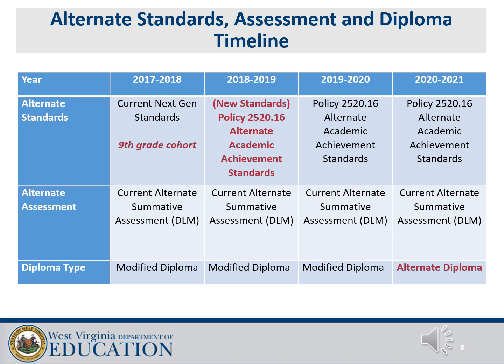And our modified diploma is also the diploma type for last year. Students graduated with a modified diploma. They will graduate this school year with a modified diploma. Next school year, 2019-2020, with a modified diploma. But as I said, the year 2020-21 will be the first year that an alternate diploma will be awarded to last year's ninth grade cohort, because they will have had time to go through each school year. They will be graduating seniors in the year 2020-21.